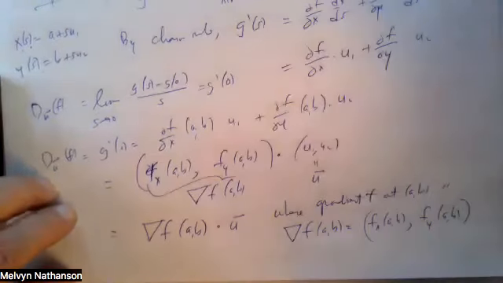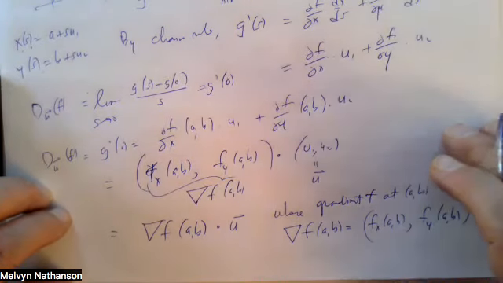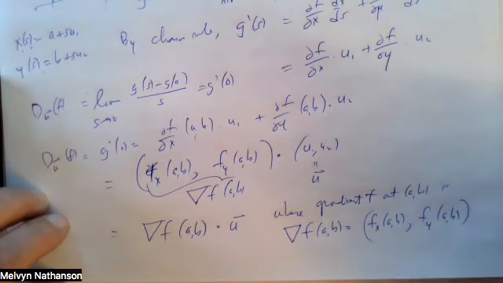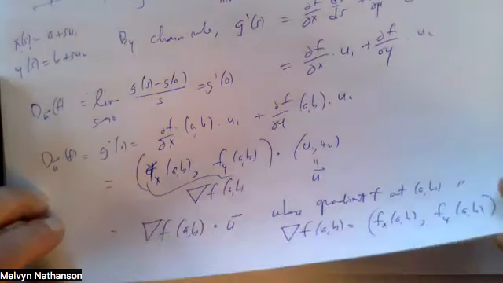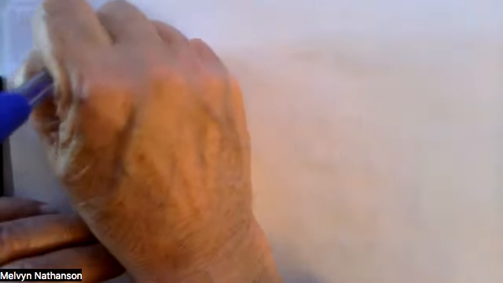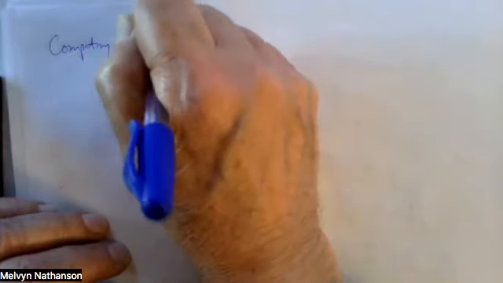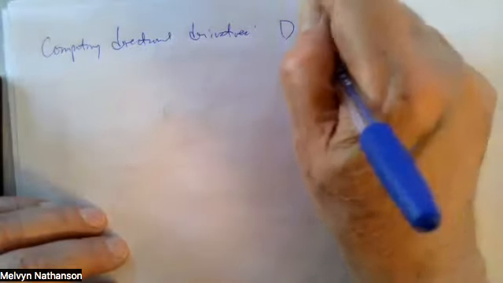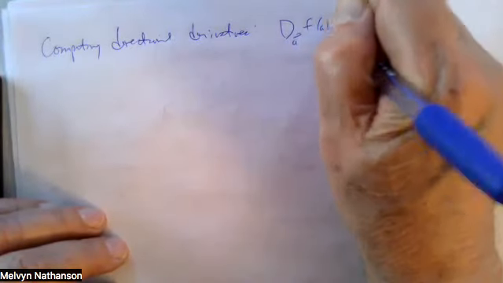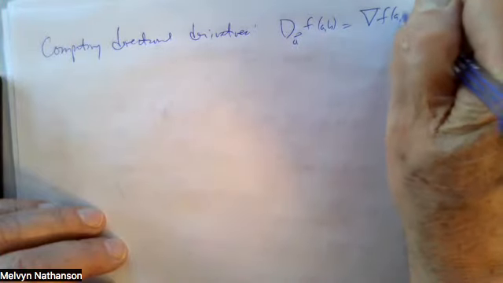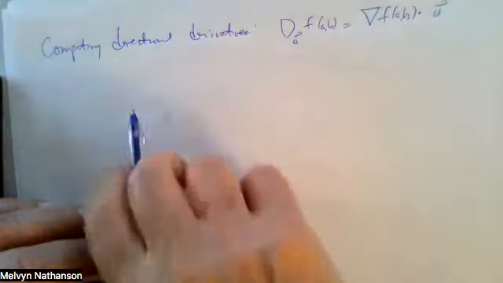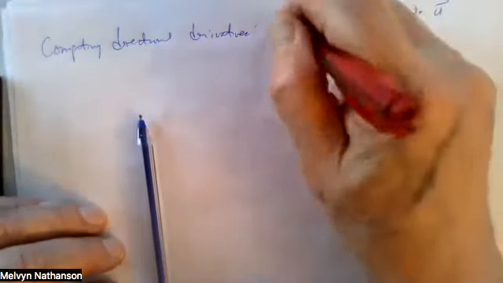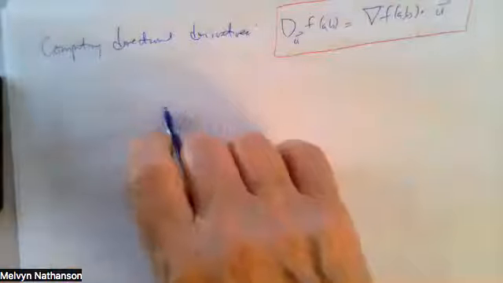Now we're going to spend a lot of time in many different areas for the rest of the course dealing with the gradient. But let's use it to compute some directional derivatives. Computing directional derivatives. So the derivative of f in the direction u at AB is the gradient of f at AB, dot product with u. So this is the magic formula you have to remember.